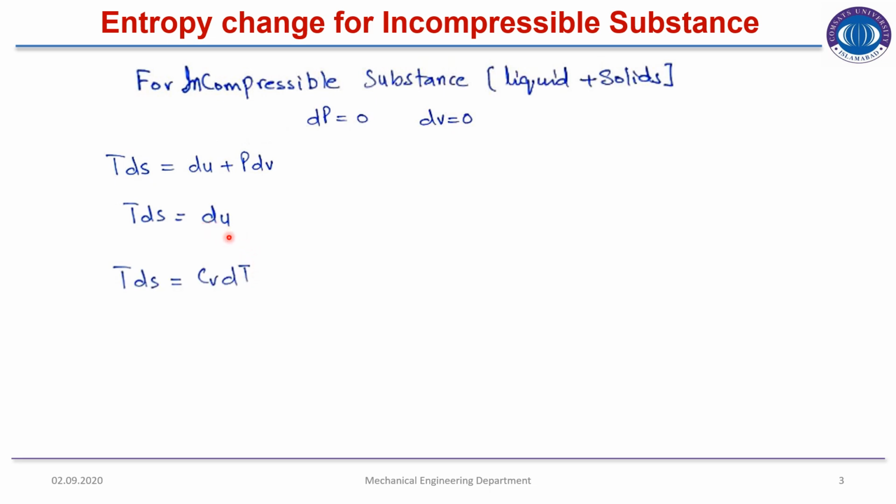We have the relation of U, the specific internal energy, as CvT. So du, the change in the specific internal energy, is equal to Cv dT, Cv multiplied by change in temperature. So the relation is TdS is equal to Cv dT. We have inserted the value of du. Dividing by T on both sides, we have ds is equal to Cv (1 by T) dT.